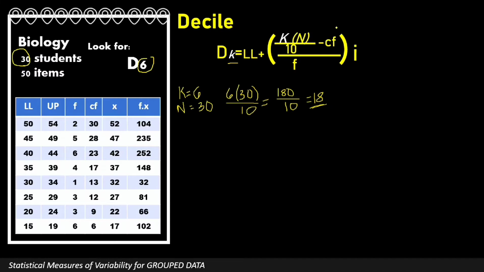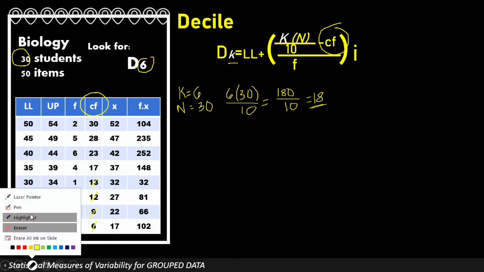Next, we are going to look for the CF. Let's refer to the table and focus on the column cumulative frequency or CF. Hahanapin natin dito yung pinakamalapit kay 18. Let's start from the bottom. 6, malayo siya. Mas malapit si 9, pero mas malapit si 12. May mas malaki kang 12, 13, and we have 17. 17 ay ang pinakamalapit kay 18.